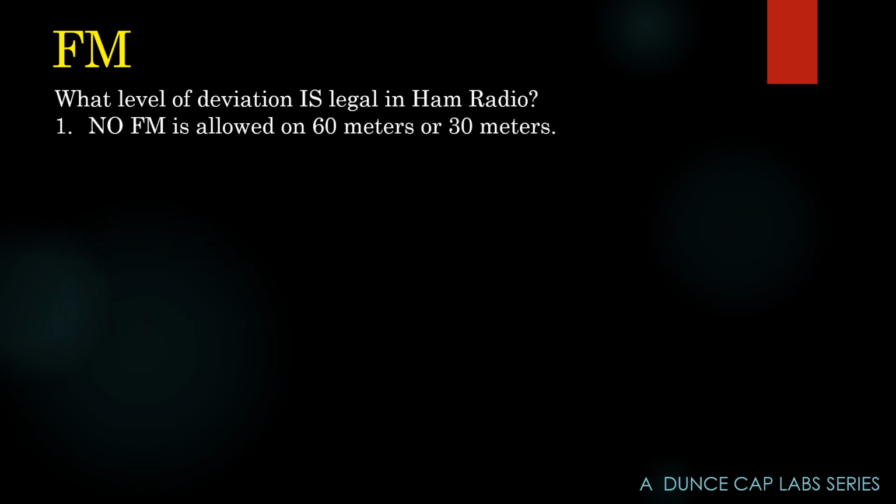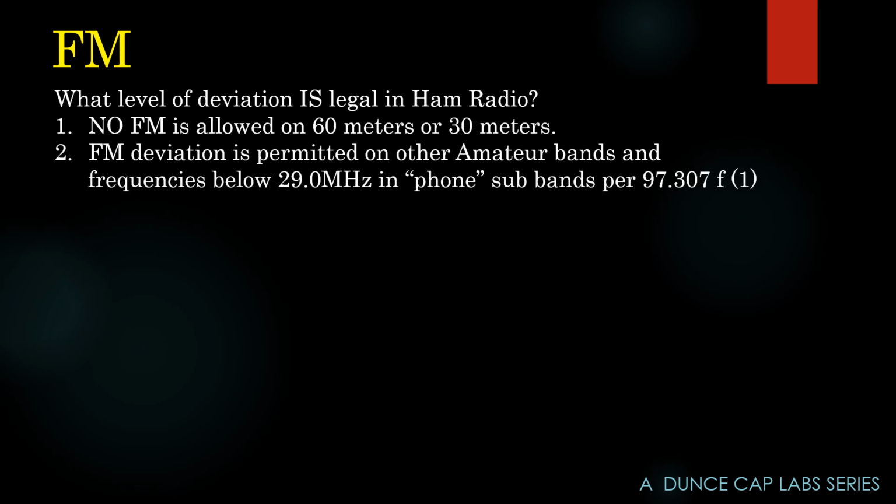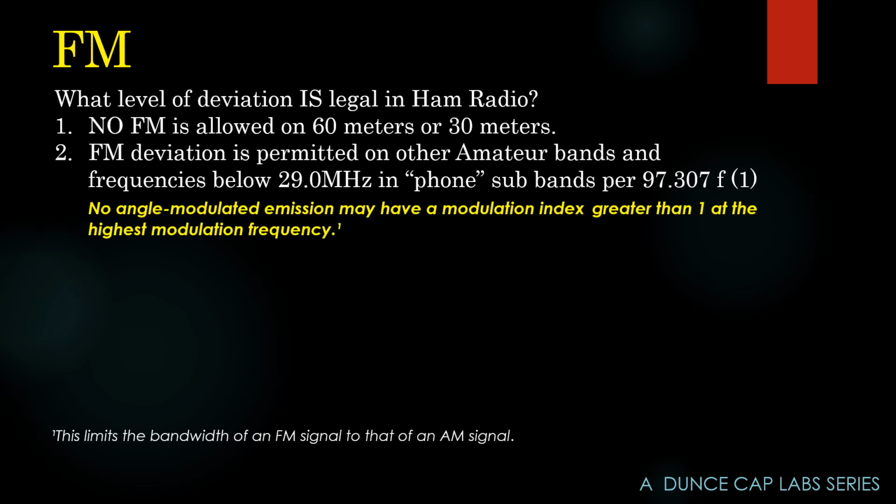Now, below 29 megahertz, there are specific rules. First of all, there's no FM allowed on 60 meters or 30 meters. So forget it. It's just not allowed. And that's in the rules. It's very clear. But on every other frequency below 29 megahertz, there's an interesting paragraph in the rules. There's that term, angle modulated.